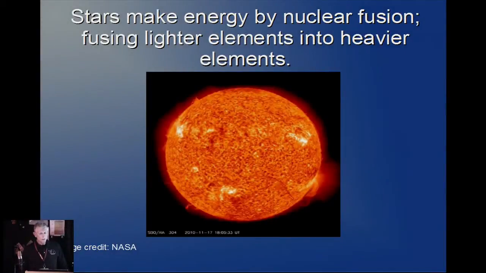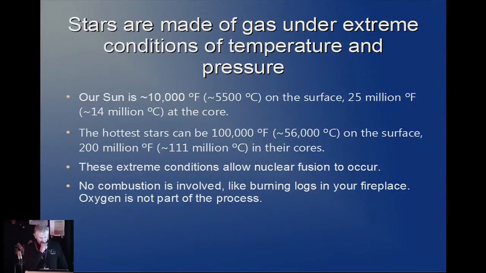So this is nuclear fusion we're talking about. We're talking about combining smaller elements into heavier elements, which gives off light and energy. And incredible temperatures. Our sun, 10,000 degrees on the surface, 25 million at the core. The hottest stars can be 10 times that. And it's these conditions that allow this fusion reaction to occur.